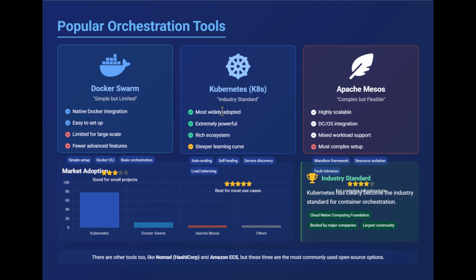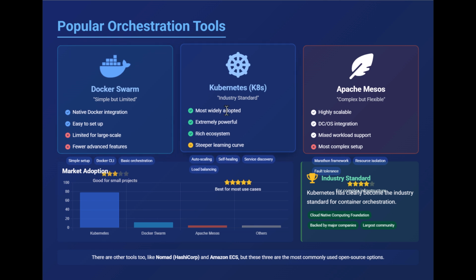Next is Kubernetes. Kubernetes is the most widely adopted orchestration platform. It's extremely powerful, supporting autoscaling, self-healing, service discovery, load balancing, and a massive plugin ecosystem. Backed by the Cloud Native Computing Foundation (CNCF) and major cloud providers like AWS, GCP, and Azure. Market adoption is clearly the leader. It's the go-to for most real-world production setups today.